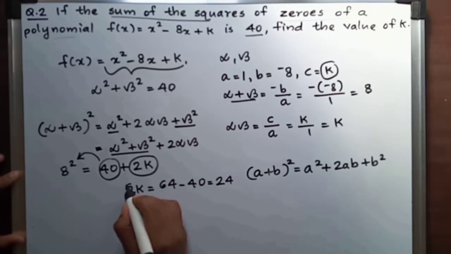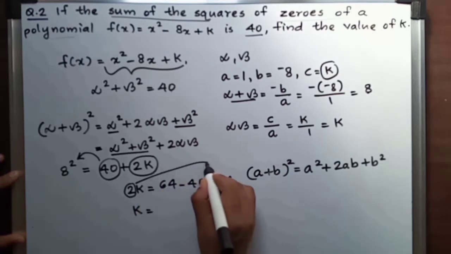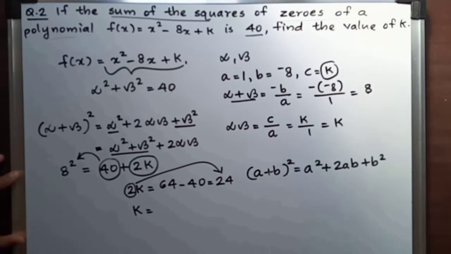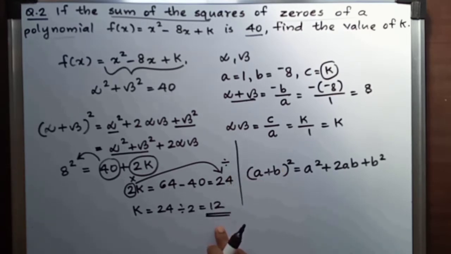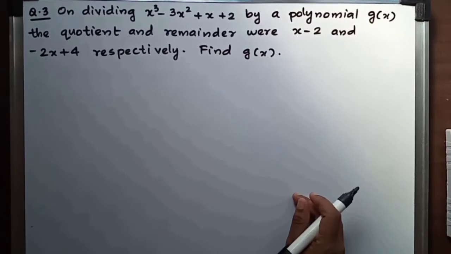So then what is k? To get the value of k, we have to move this 2 to the next side of the equal to symbol, and here it is multiplied by, and when it is moved there it will become divided by. So 24 divided by 2, that is 12. So this is the value of k. 12 is the answer.